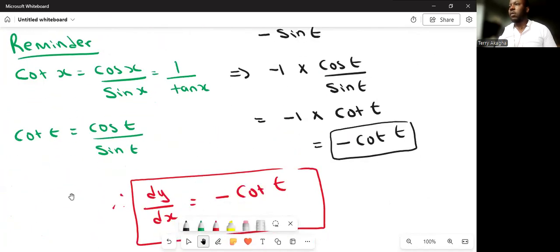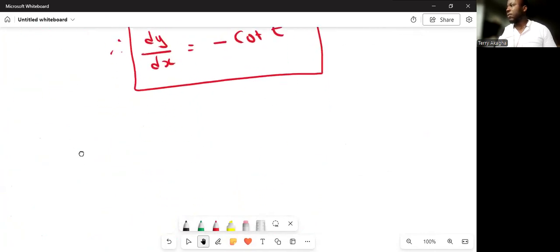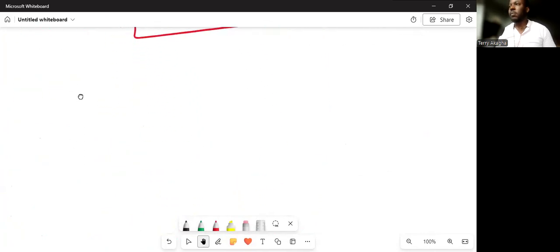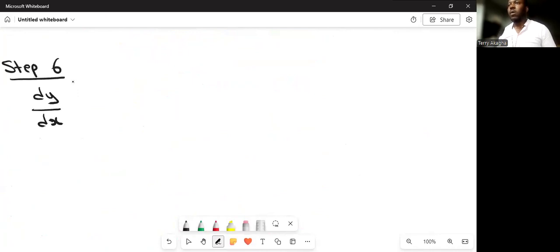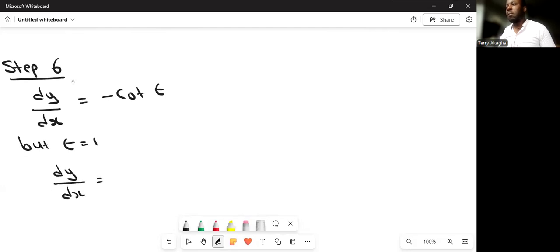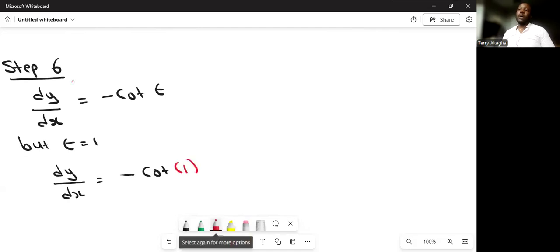Okay. So that was step 6. So step 6 now. So we need to find the value of dy over dx. dy over dx is equal to minus cot t, but we know that t is equal to 1. So dy over dx now is going to be equal to minus cot t, t is 1. Okay, so I showed you how to do this earlier and how to find cot.